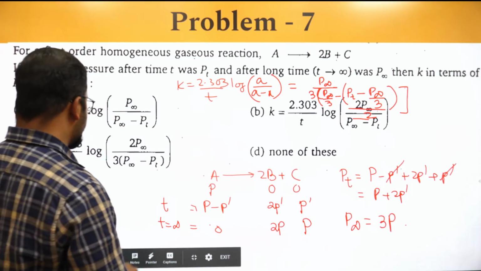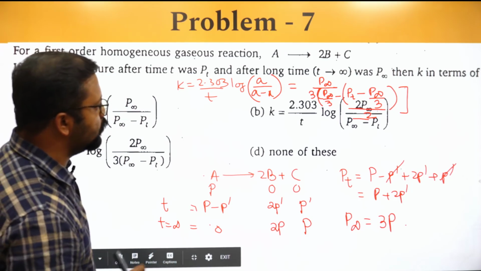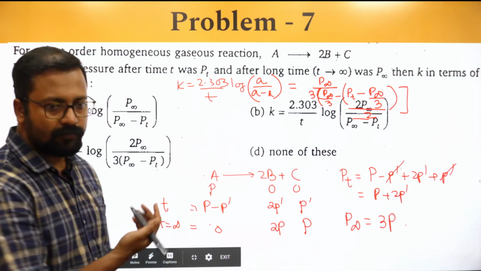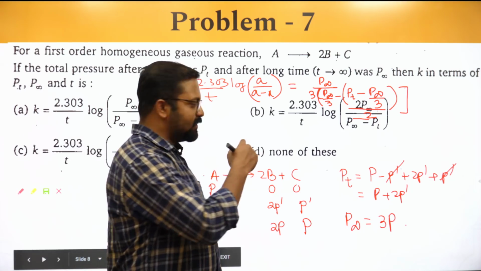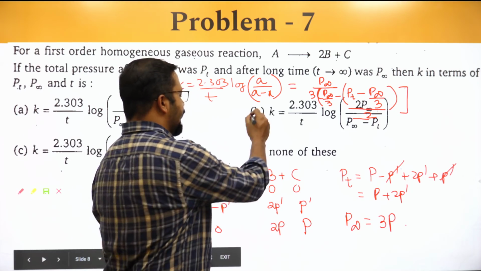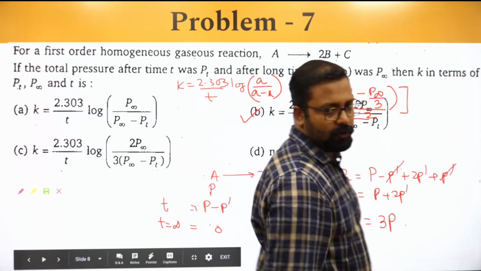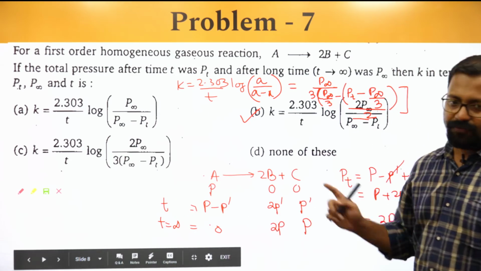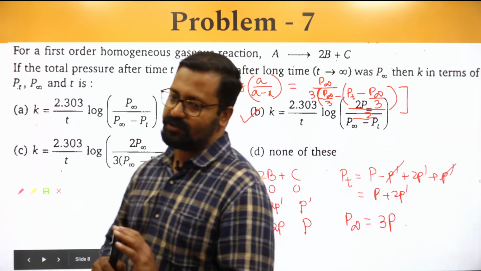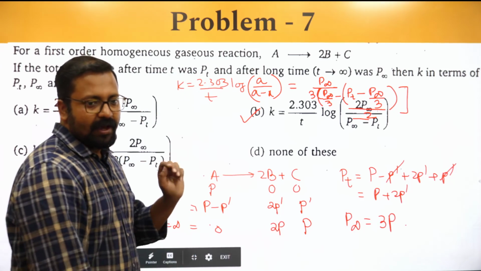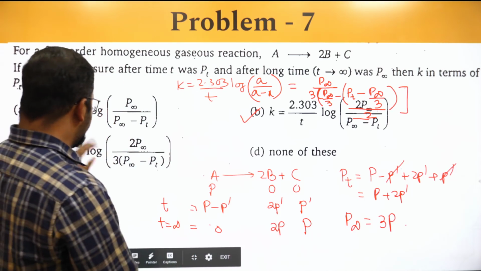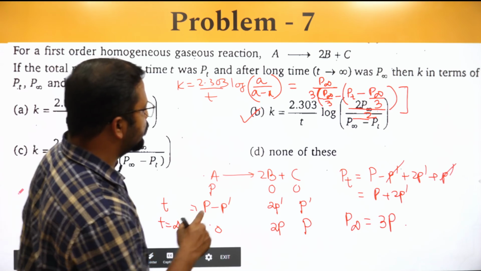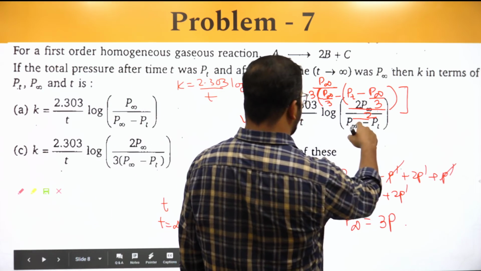The right answer for this question, I guess, should be B. If you solve it, answer B will come. None of these is not the answer. Ravi, the unique answer is not none of these. Sorry, 2P infinity.